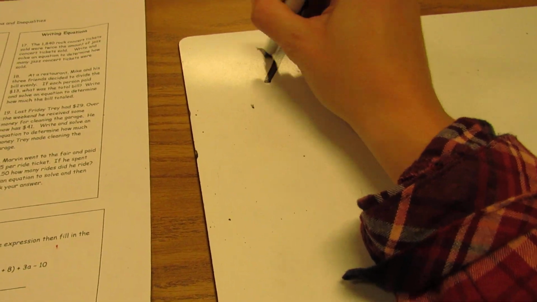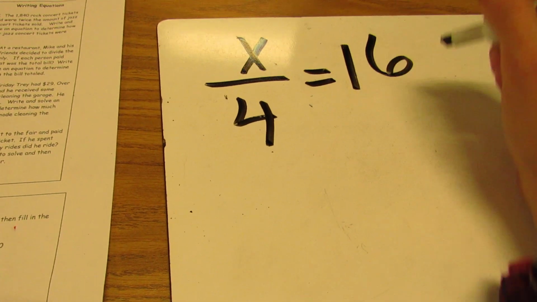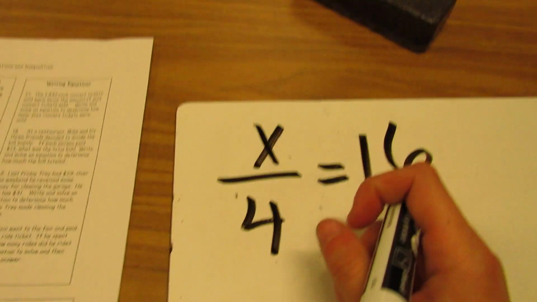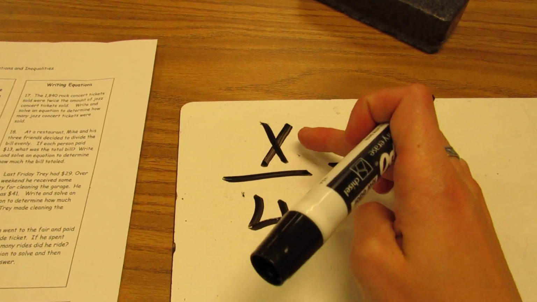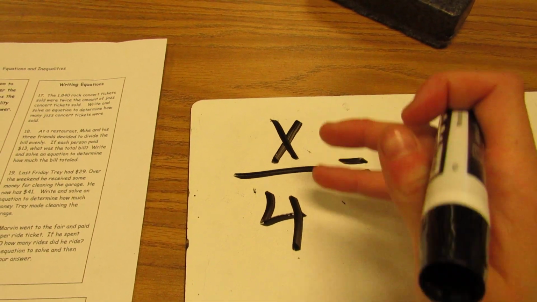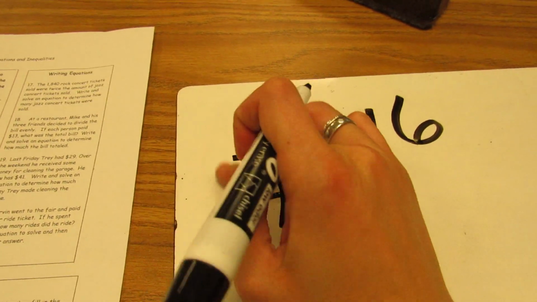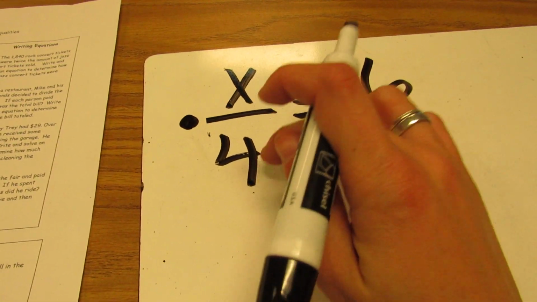So number 7 reads x over 4 is equal to 16. I have a fraction here. So in order to get x by itself, this is division, correct? A fraction is a quotient, which also means division. X divided by 4, I can multiply, because multiplication is the opposite of division, by the reciprocal.